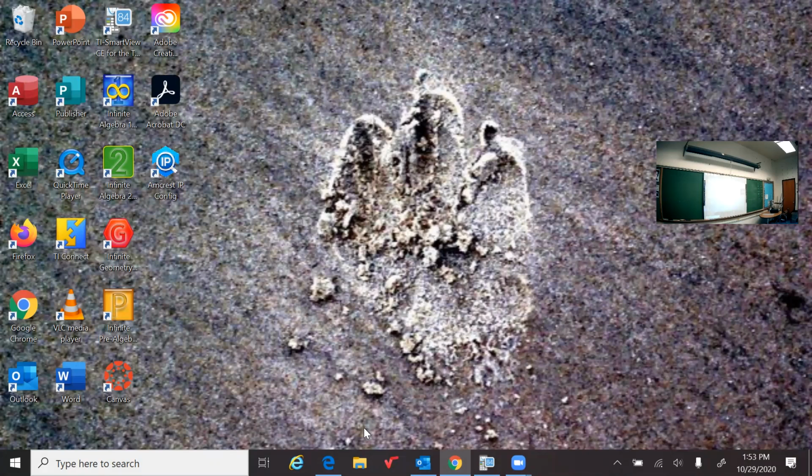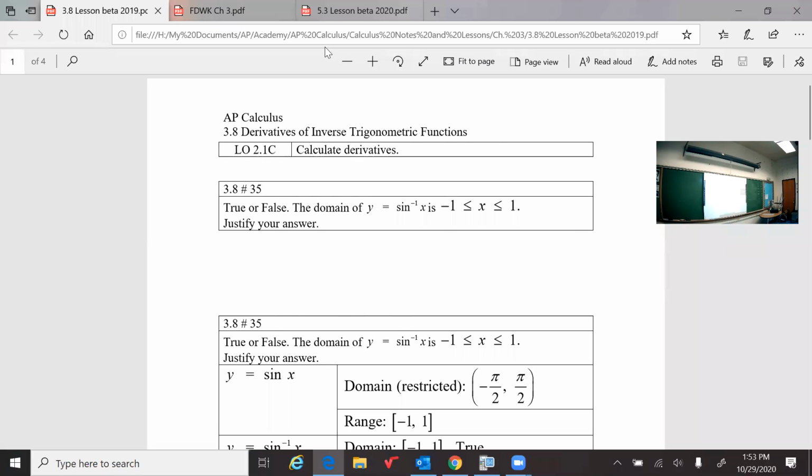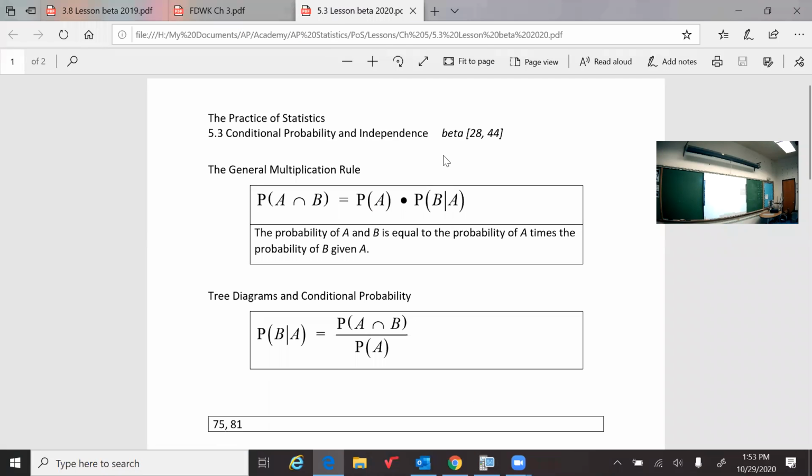5-3 beta lesson. Right, and here's one of the edits that I made. So I went to the 5-3 lessons, and I took out that and symbol and replaced it with set notation.